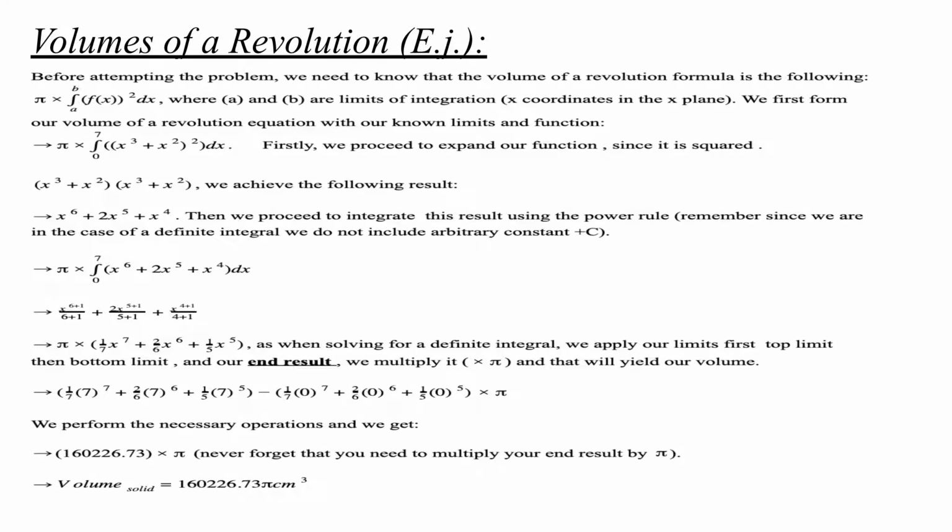Firstly, before attempting the problem, we need to know that the volume of revolution formula is given by the following: pi times the integral from a to b of f(x) squared dx, where a and b are limits of integration. We first form our volume of revolution equation with our known limits.